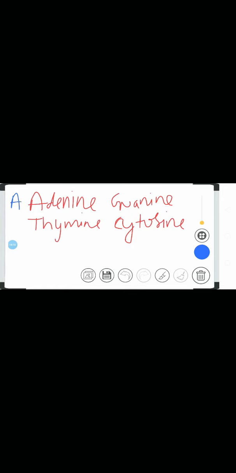Thymine you can write as short form T. Guanine you can write as G, and cytosine as C. I have said that the 2 nitrogenous bases are only paired with specific nitrogenous bases. Adenine is always paired with thymine, and guanine is always paired with cytosine.